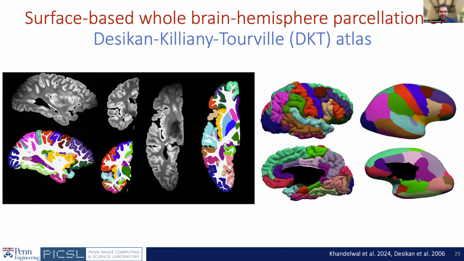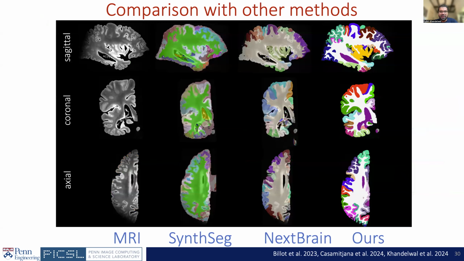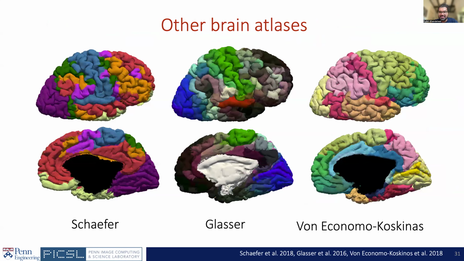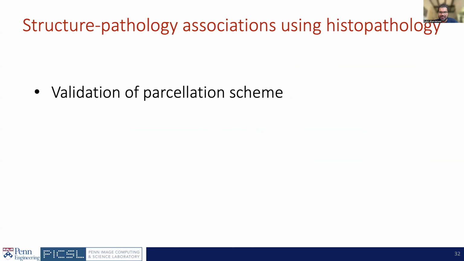Here is another example. We also compared our method with two other existing recent methods, and we show that our method outperforms these methods. Moreover, we provide parcellations not only in the DKT atlas, but any given atlases out there in the world. Shown here are three other atlases for which we provide parcellations, namely the Schaefer, Glasser, and Von Economo-Koskinas atlases.